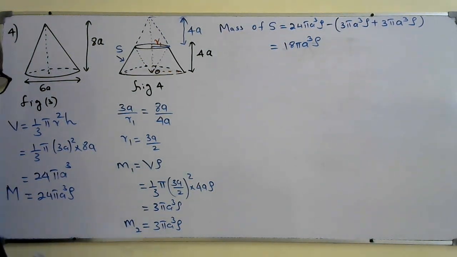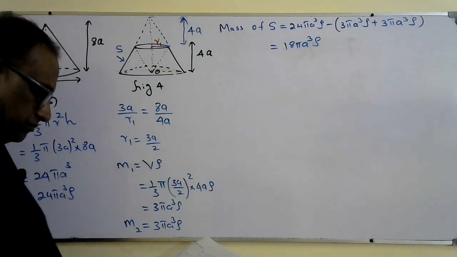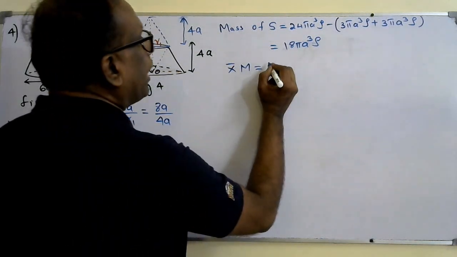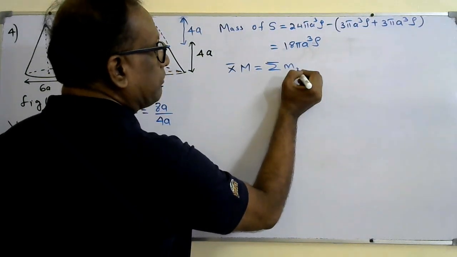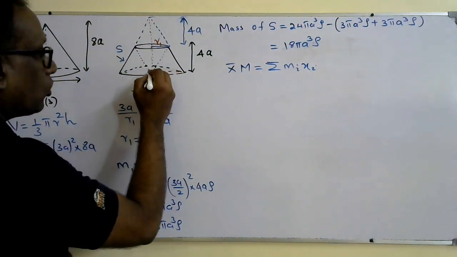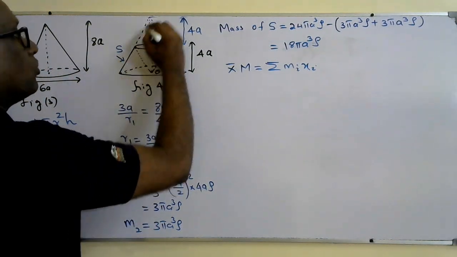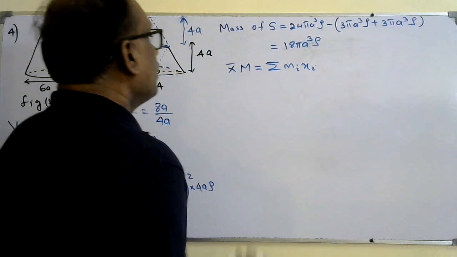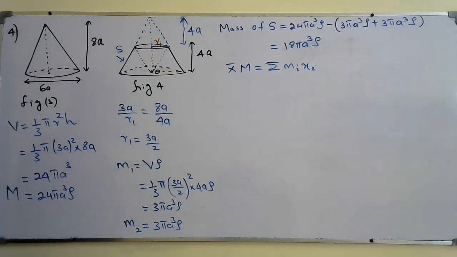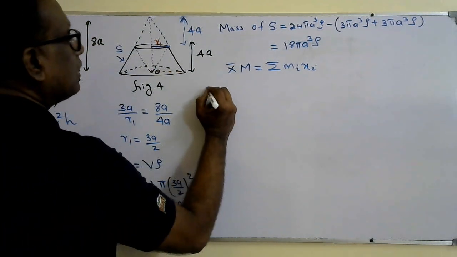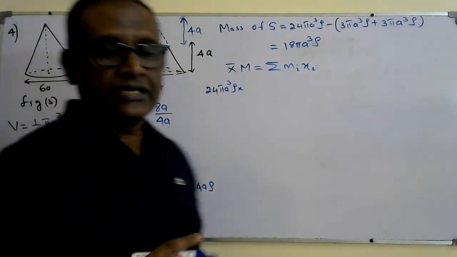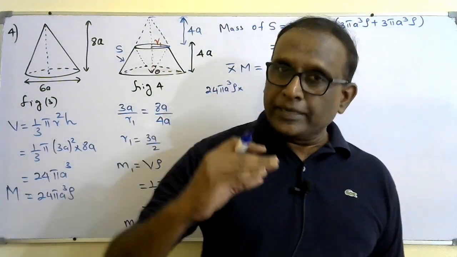Okay, so I'm going to use the same principle again, that is x bar into the total mass is equal to sigma mi xi, or the summation of mi xi. So here the three portions will be there: S, then the cone which is removed from the inner part, and the cone which is removed from the upper part. Those will come on the right side. Okay, x bar is the center of mass of the given cone, and m is the mass of the given cone, that is 24 pi a cube, 24 pi a cube rho into 1/4 of h. For a solid cone, the center of mass will be from the base 1/4 of the height.